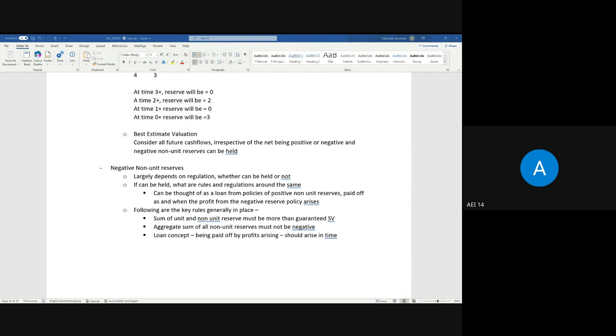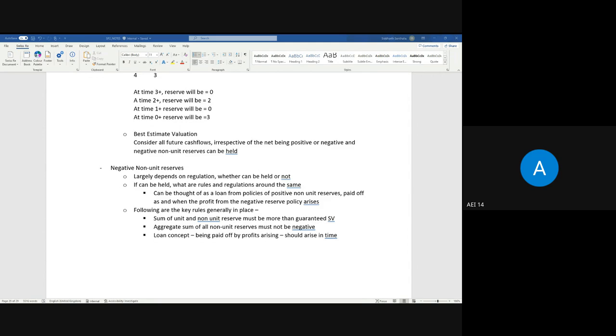So you can think that the loss-making contracts are providing a loan to the profit-making contracts, a negative loan in a sense, which would be paid off by the profits of the negative non-unit reserve holding policies. Because these negative non-unit reserve policies are profit-making, positive net cash flows would arise in the future from them. And these profits would be used to pay the loan back to the loss-making policies. Makes sense. It's a very notional concept.